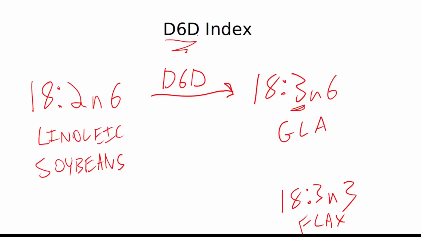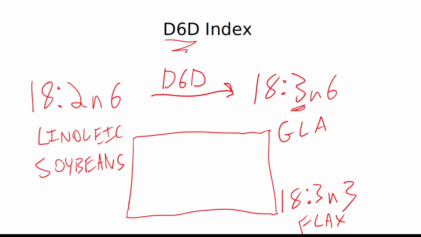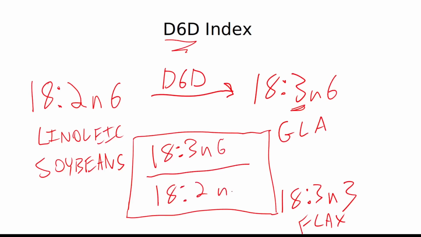If we want to calculate what the D6D index is, we make something called the product to precursor ratio. 18,3N6 is the product of this reaction, so that goes on top, and we divide it by the precursor, which is linoleic acid in this case. We divide that by 18,2N6, and that will give us our D6D index.